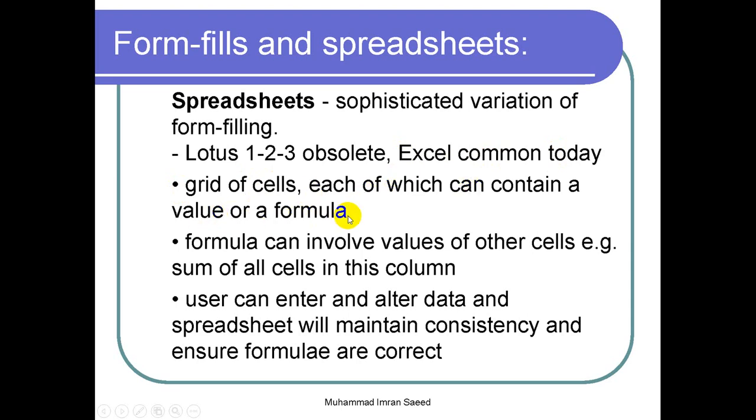You know very well, we can enter a value or we can apply some formula on different cells, right? A formula can involve values of other cells. We know that we can add the values of other cells in one cell, we can multiply or anything. Then the user can enter and alter data. We can change the data in the cells, everybody knows that. And the spreadsheet will maintain consistency and ensure formulas are correct. So if I try to insert a wrong value, it tells me that the whole formula has some problem, some issue. So it makes things consistent and uniform. If I am applying all the correct operations, it will help me.